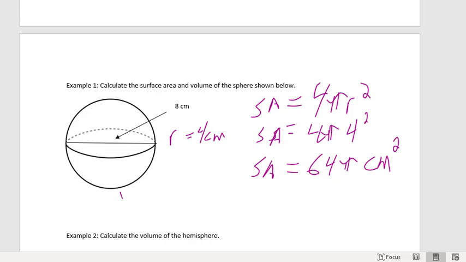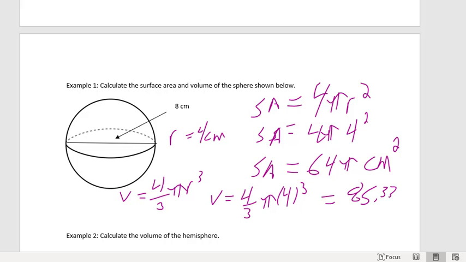For volume, 4/3 pi r cubed. So plug in what we know, 4/3 pi, and then 4 cubed. 4 cubed is 64, and then 64 times 4 divided by 3 gives us 85.33 pi, and now our units are centimeters cubed. We can leave things in terms of pi, so you don't have to multiply by 3.14. Makes it a little bit cleaner.